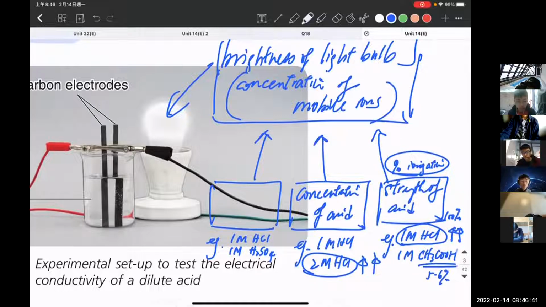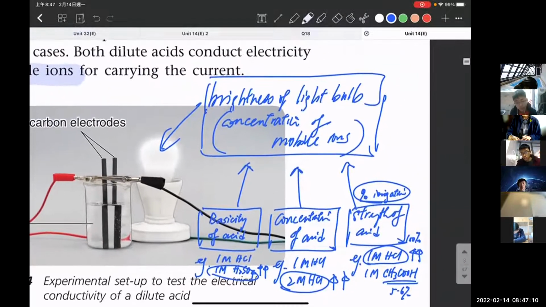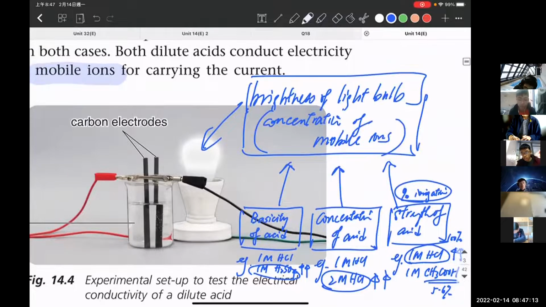So what factor are we talking about? We call that basicity. Basicity, 鹽基度. So if you compare the two, this one will cause the light bulb to be brighter. It's because of the higher concentration of both ions. Why? Because they will have more concentrated hydrogen ions. Can you see that? All of you, could you please mark it here? So for the acid and alkali, the factors affecting the brightness of the light bulb are different.